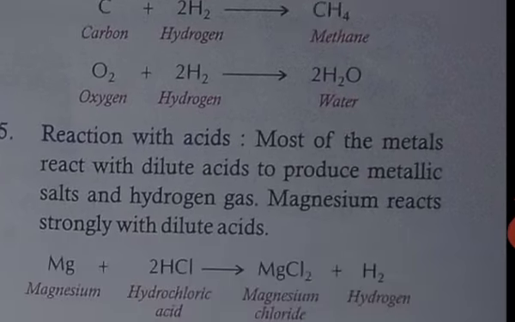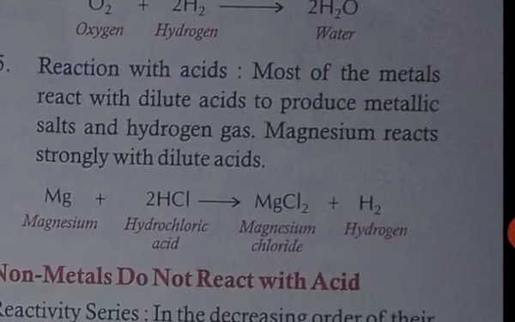Reaction with acid. Metals react with acid to form the corresponding metal salt and hydrogen gas. Different metals react differently with acid. Metals like sodium and potassium are very reactive, so they react violently. The reaction is slow for less reactive metals. On the other hand, copper, silver, gold do not react with acid.